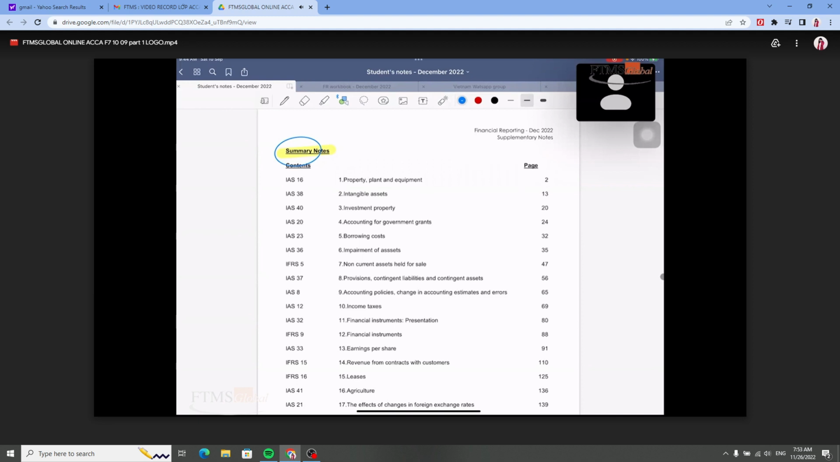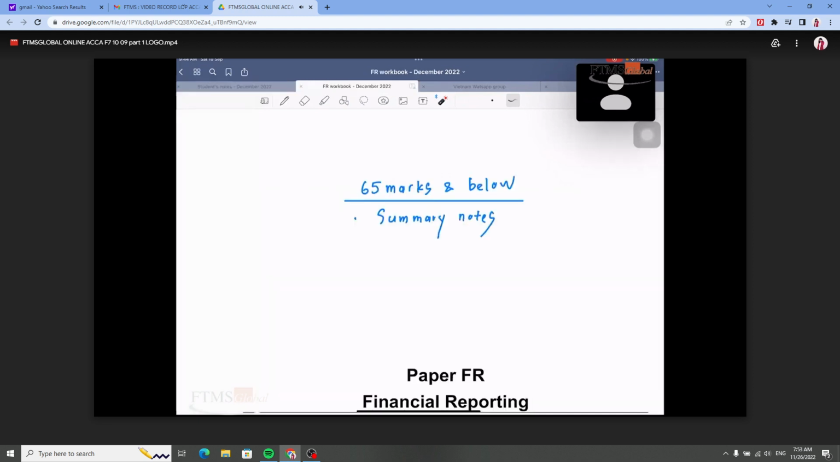IAS 16, you see the full version, right? Some of it is not relevant, not important in your work, and not important in your exam. Those that are not important for your work and not important for the exam, I will not include here. That's why I call this summary notes. The rule of thumb is do not summarize anymore. So that's the first thing you must do to obtain 65 marks.